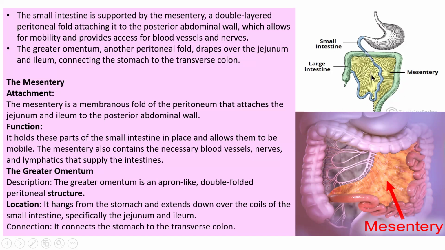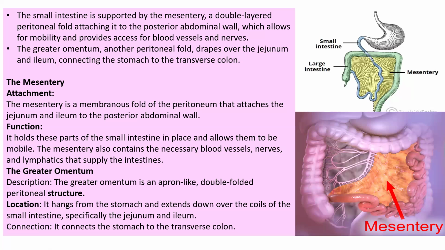Now the greater omentum, another peritoneal fold, drapes over the jejunum and ileum, connecting the stomach to the transverse colon. So the greater omentum, a double-layer peritoneal fold, connects the stomach to the large intestine part, the transverse colon.